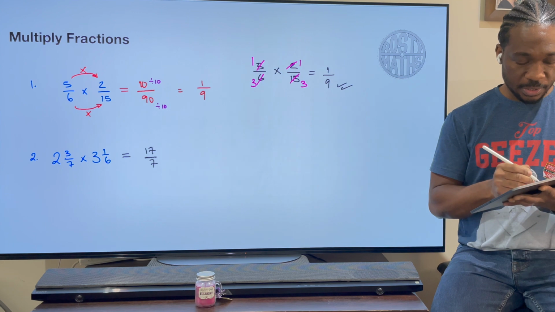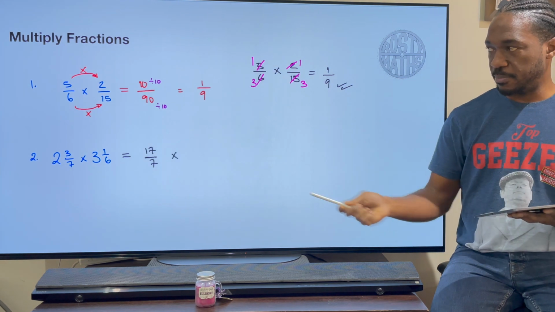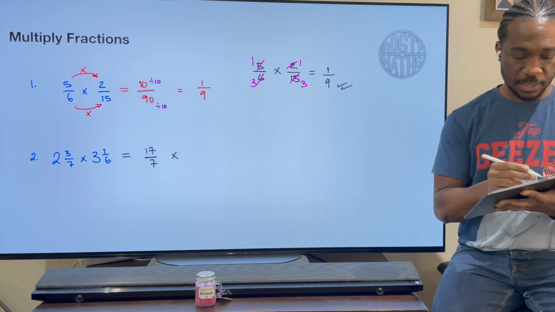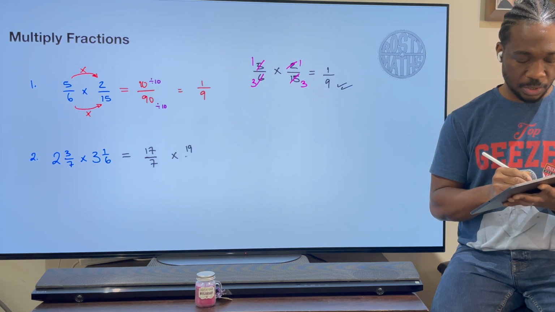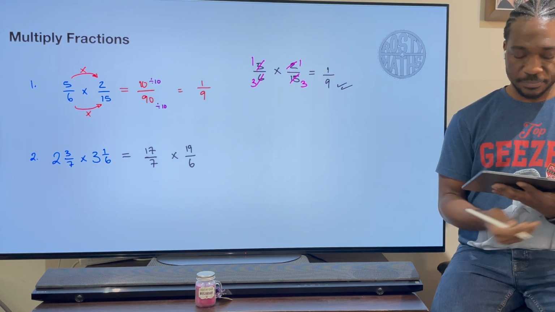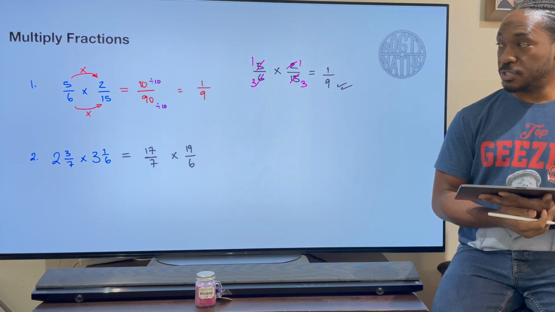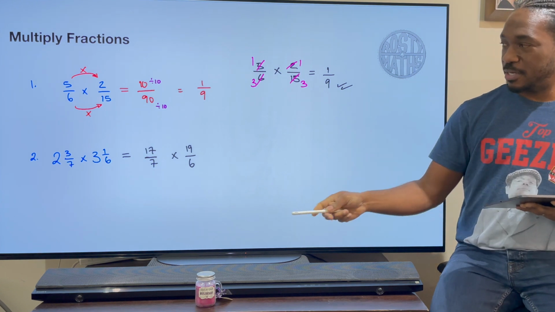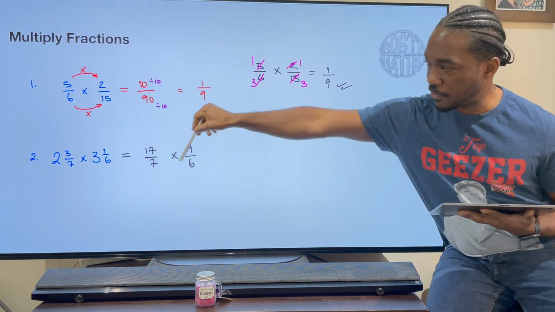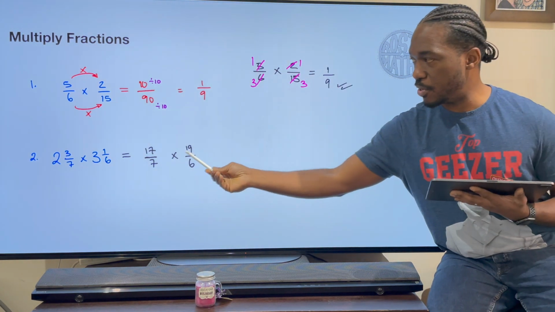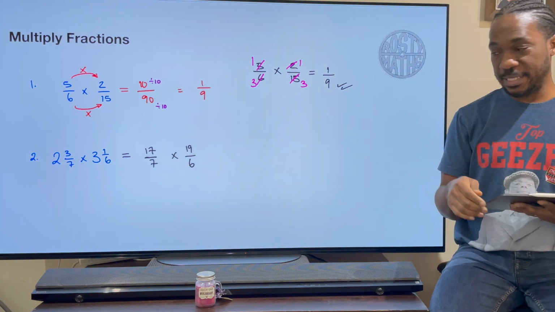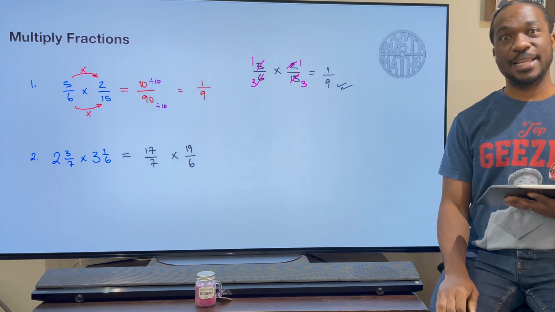And then we're going to multiply that by, do the same thing here. 6 times 3, that's 18, plus this 1 makes 19. So that's 19 over 6. All right, unfortunately, I can't use this method now because there are no common factors there and no common factors over here either. So this one is going to have to be worked out the long way.